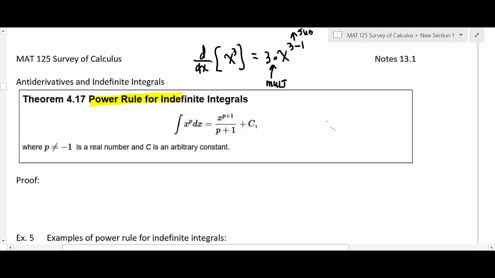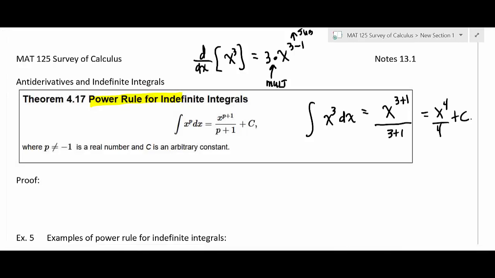Let me show you how this works. If you were doing the integral of x to the third dx, here's what you do. You add 1 to the exponent, which is the opposite of what you do on a derivative, and then you divide by that result. So you would end up getting x to the fourth over 4 plus c. That's how the power rule works for integrals. It's real simple. You add 1 to the exponent, and then divide by the result.